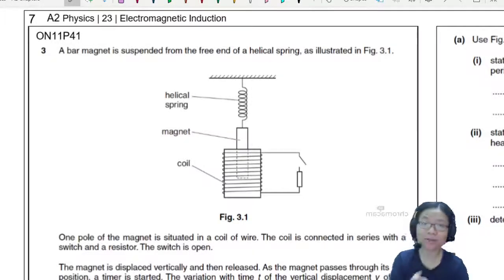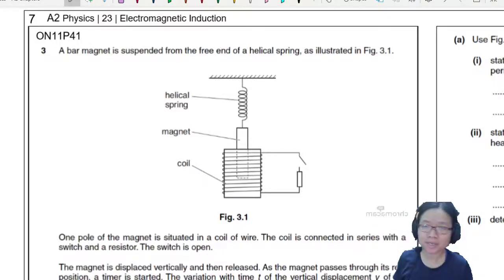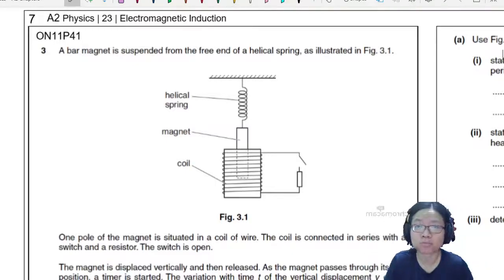Hello and welcome to another example video about electromagnetic induction. In this video, we are going to look at a pretty straightforward simple harmonic oscillation of a magnet bar on a spring, like so. You can see there is a magnet bar here. This is your magnet bar. It's probably going to oscillate up and down.